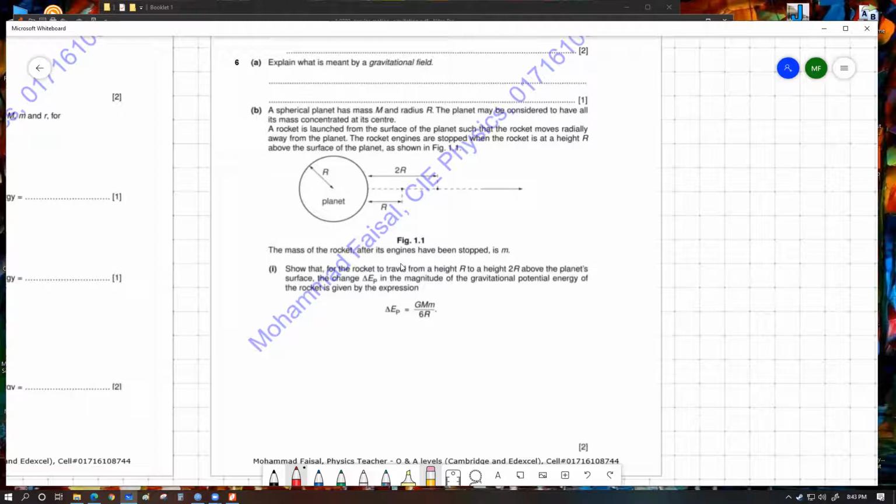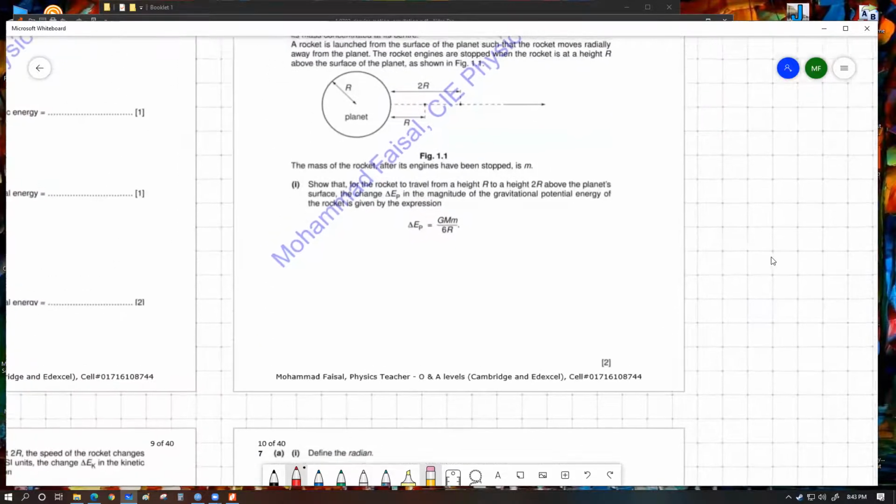Show that for the rocket to travel from a height of r to a height of 2r above the planet's surface, the change in the magnitude of the gravitational potential energy of the rocket is given by the expression delta EP equals GMm by 6r.